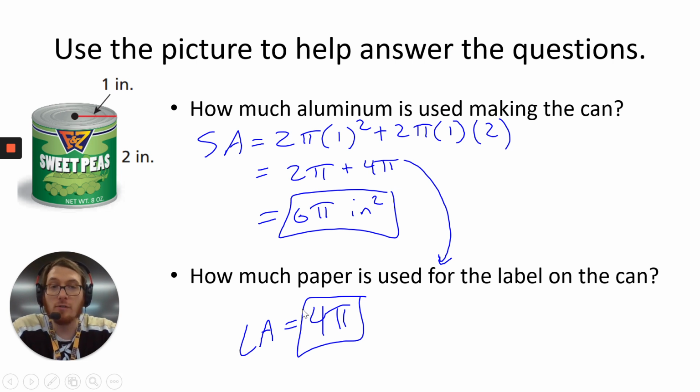How much paper is used for the label on the can? So the label is just the lateral area, just around the big kind of rectangle that's being curved. So the lateral area is just the second part of the formula, so that's just 4 pi inches squared, everything but the two bases.